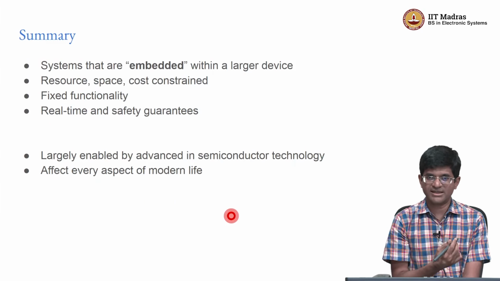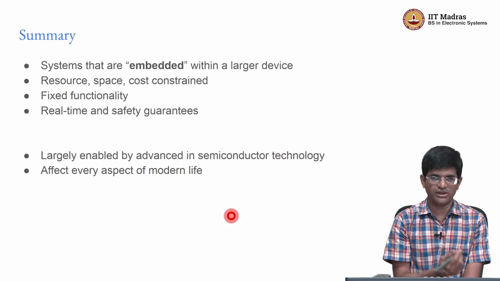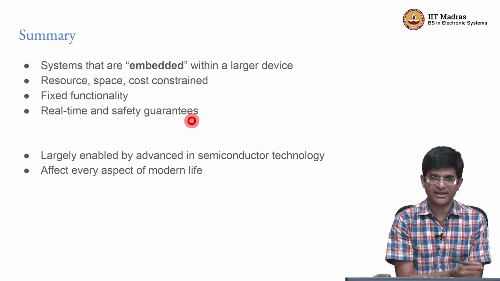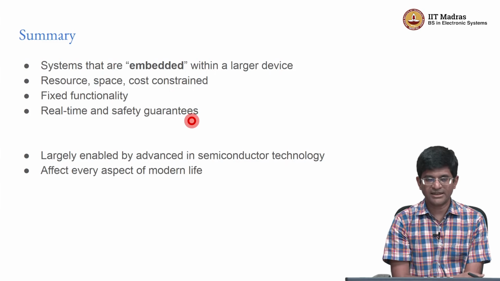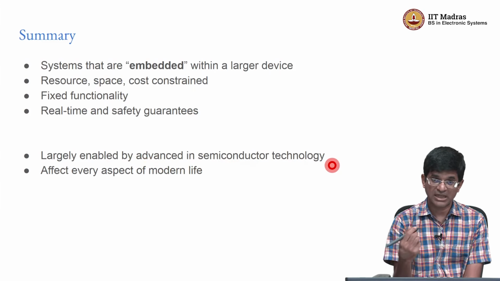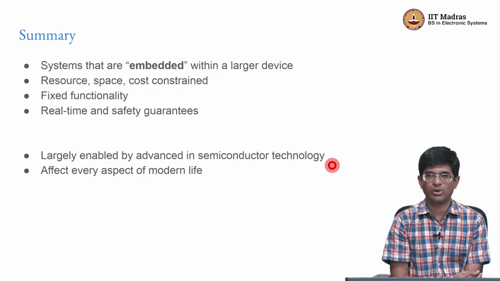So to summarize, embedded systems are things that are usually embedded within a larger device. They are very often severely constrained in various aspects: the resources available, the space, the cost of actually building and selling the system, right. They usually have fixed functionality and very often also have real-time and safety guarantees. And how was this entire thing enabled? Largely by the advances in semiconductor technology, right. And as things stand, they affect every aspect of modern life, and there are very significant things that have been enabled by the presence of embedded systems that were not possible even a few years or definitely a few decades ago.